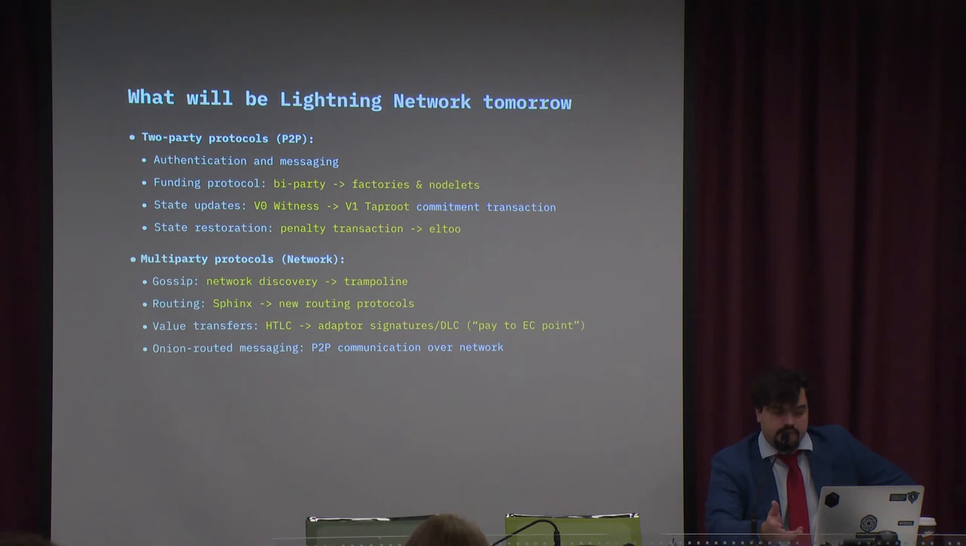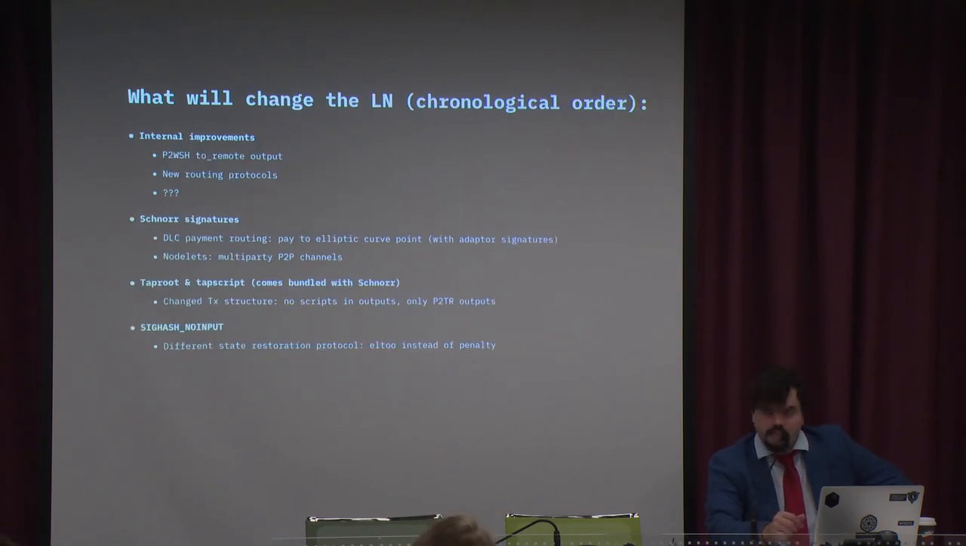For value transfers, we have to move from HTLC to adapter signatures and discreet log contracts, these payments to elliptic curve points. So the Lightning Network in 2 years would have nearly nothing in common with the Lightning Network as of today. So we can't name it a battle or release because everything is going to change.